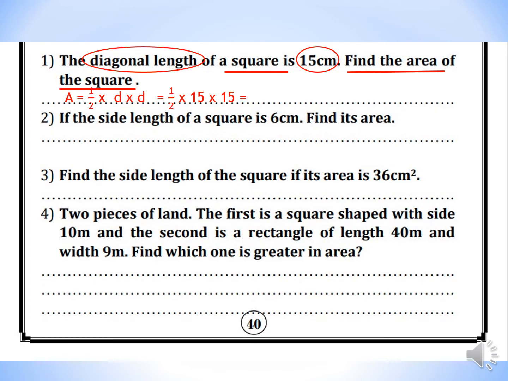The diagonals of the square are equal, so I will write it the same. Half times 15 times 15 equals 112.5 centimeters squared.